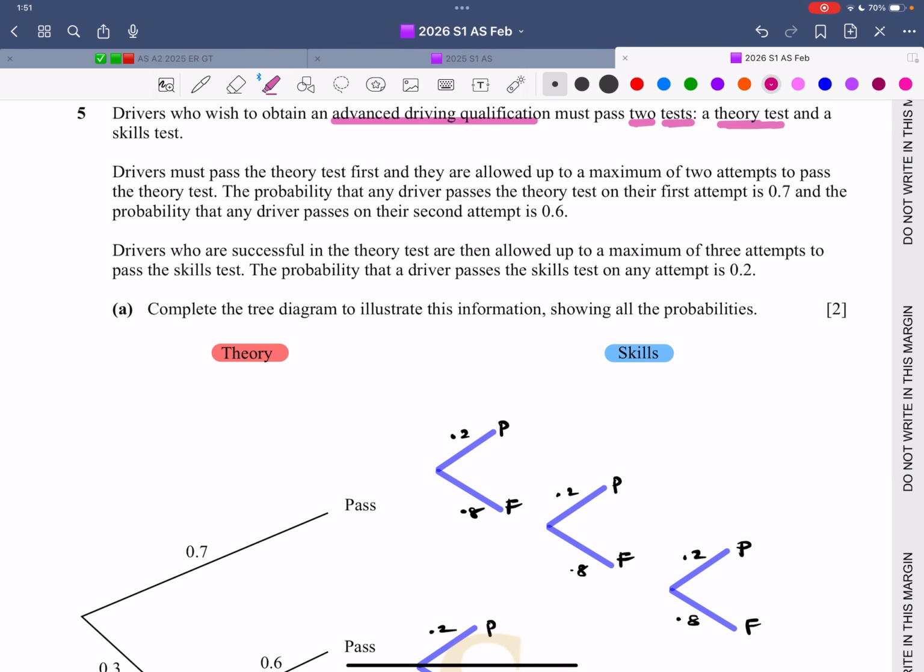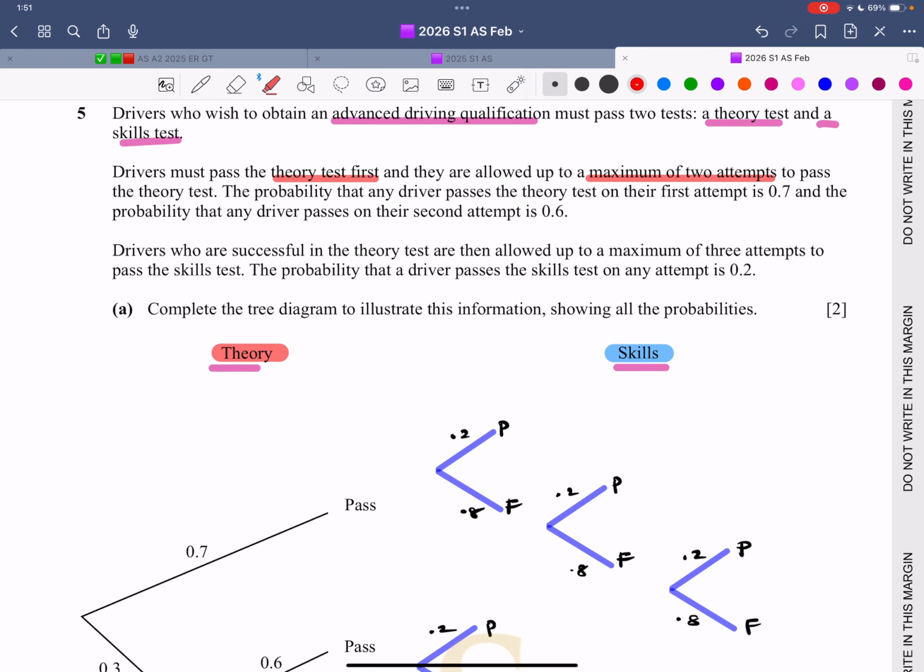A theory test and a skills test. So this is theory, this is skills. A driver must pass the theory test first and they are allowed up to a maximum of 2 attempts. If someone passes at the first attempt, that's the best thing, but a maximum of 2 attempts.